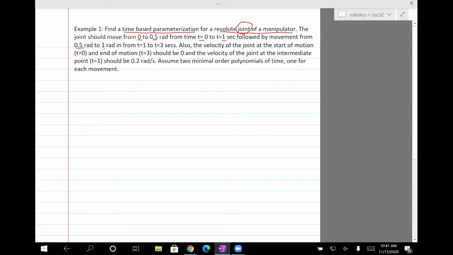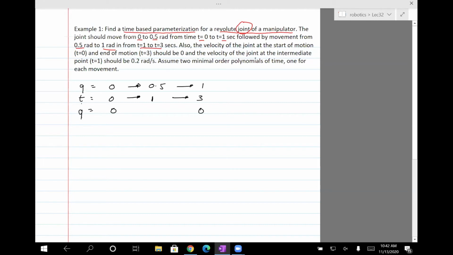And then from 0.5 to 1, from t equals 1 to t equals 3 seconds. So if you want, I can maybe write it down so it's easier to parse. Q equals 0 to 0.5 from time t equals 0 to 1, followed by movement from 0.5 to 1 in 1 to 3 seconds. Also, the velocity of the joint at the start of the motion and end of the motion is 0. So velocity, or q dot, is 0 and 0 here.